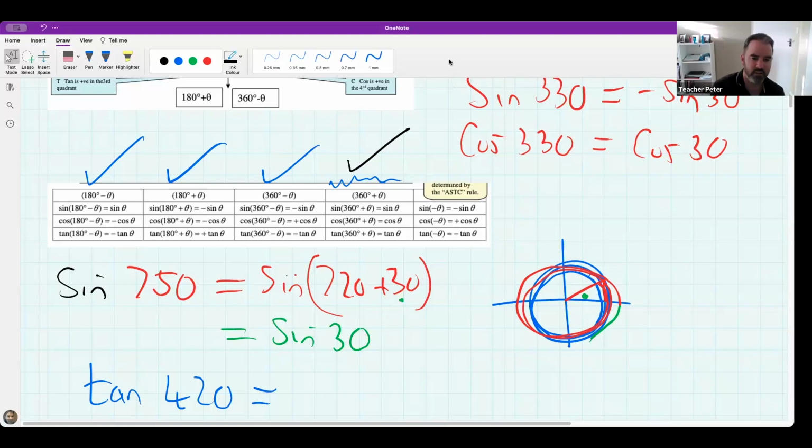So if we rewrite the tan of 420, what is that going to be in terms of the nearest horizontal? What is the nearest horizontal? I think the nearest horizontal would be 360. So how can you use that to help you? What are you going to get?